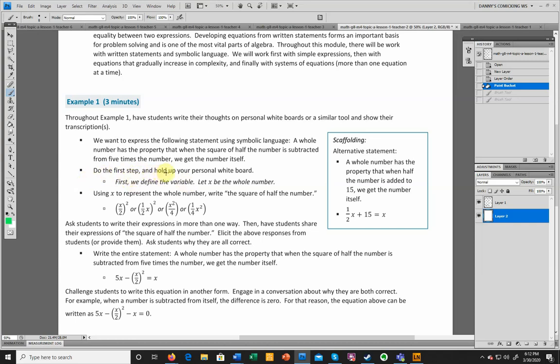So if we do the first step and hold up your personal whiteboards, let's see. First, we define the variable. Let x be the whole number. Using x to represent the whole number, write the square of half the number. So x over 2 squared. So half the number would be x over 2 squared. Or you could write 1/2 times x squared. Or you could write x squared over 4.